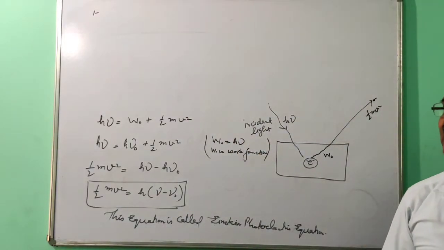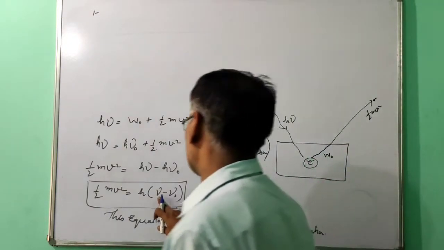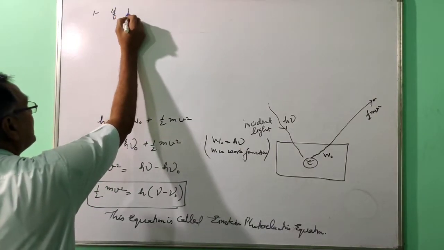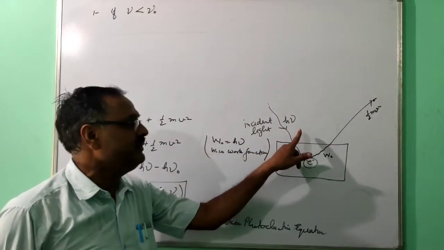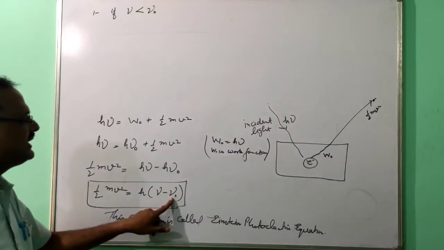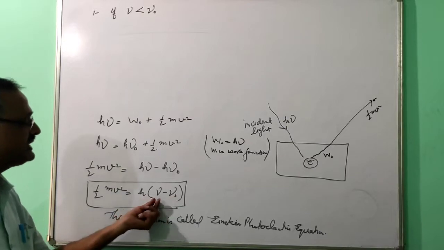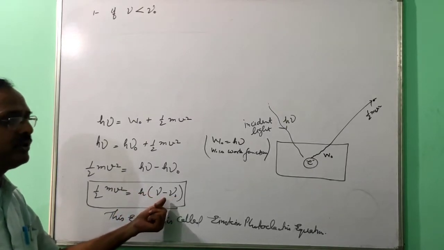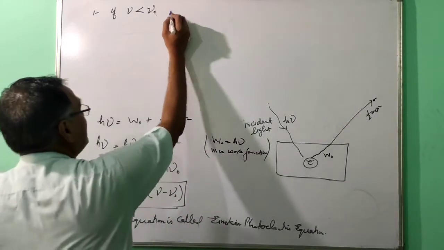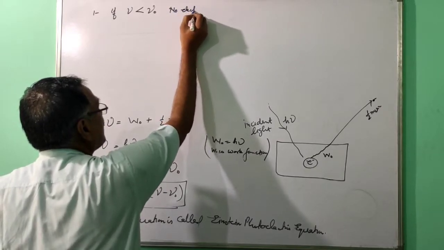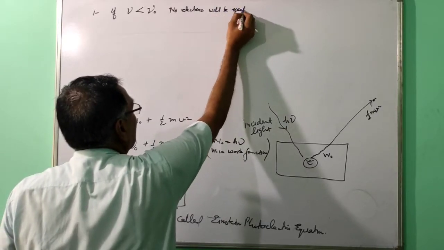Then only electrons will be ejected, and that minimum frequency is called the threshold frequency. Just imagine, if nu is less than nu naught, where nu is the frequency of incident light, then what will happen? Your kinetic energy will be negative. If this value is small, then h nu naught will be more, and the kinetic energy will be negative. It is not possible. So that's why no electrons will be ejected.